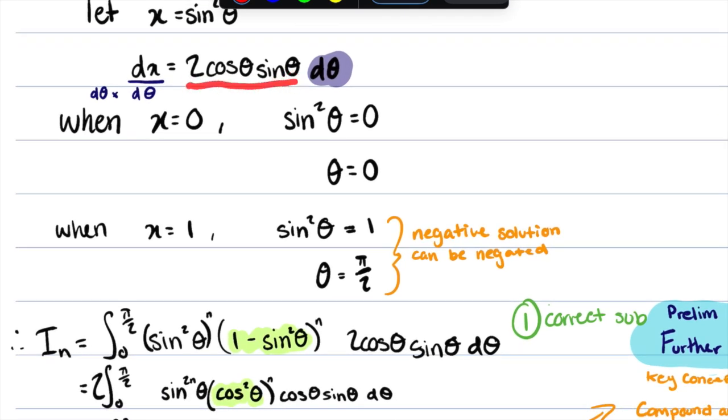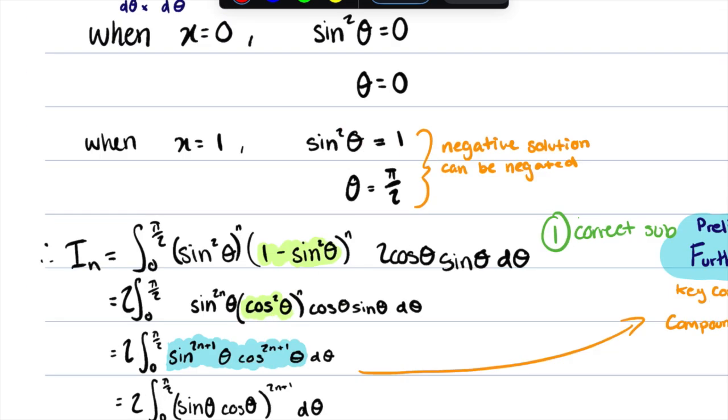Subbing in our bounds, when x is 0, we find that sine squared theta is also equal to 0. Therefore, our theta value is going to be equal to 0. When x is equal to 1, we know that our sine squared theta is equal to 1. We can then say our theta is equal to pi on 2. Our negative solution here can be negated because of the square. We know that we can take the square root without dealing with the negative as we deal with the primitive solution.